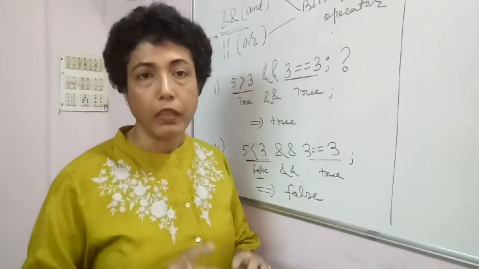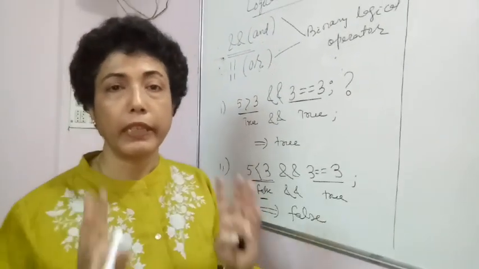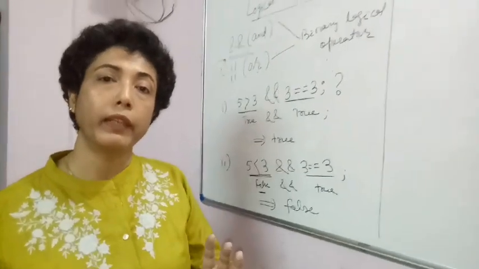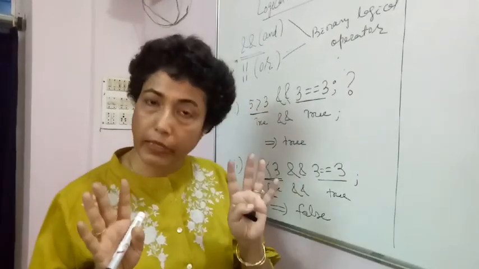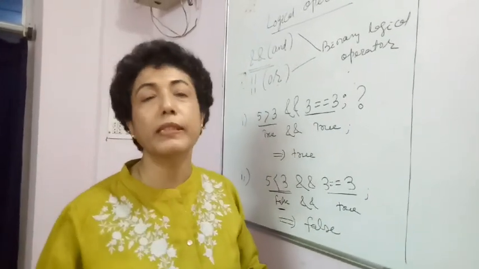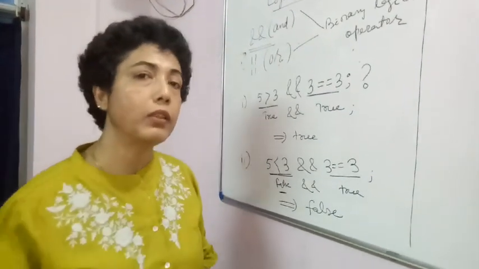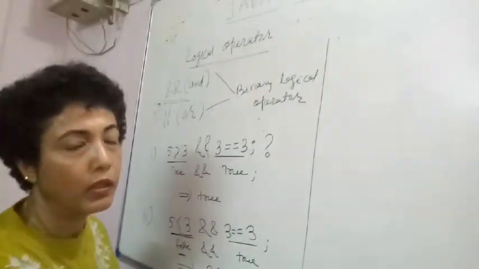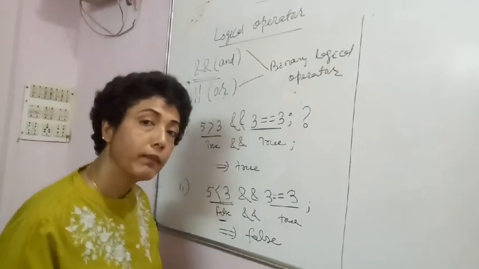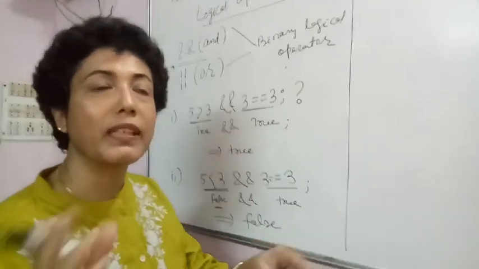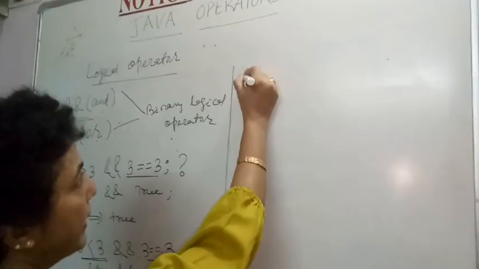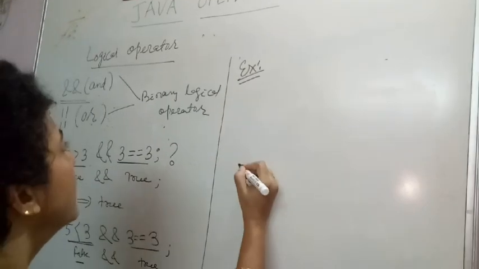Got it? The OR logical operator gives the answer true when any one of the two relational expressions taken is true, then the whole expression becomes true. So when does it become false? It becomes false when both the relational expressions are false. Now let us take an example for that.